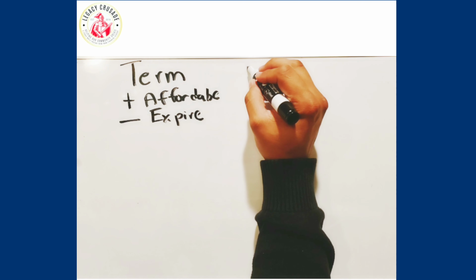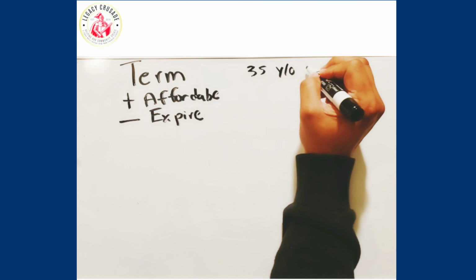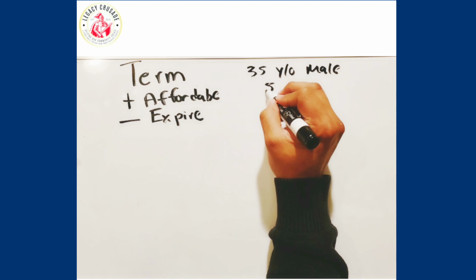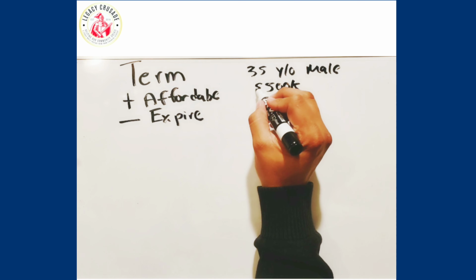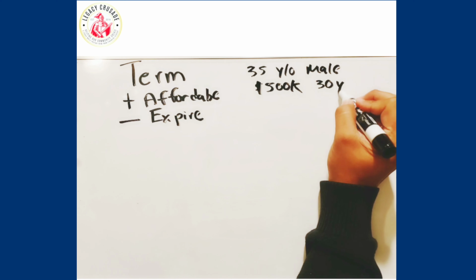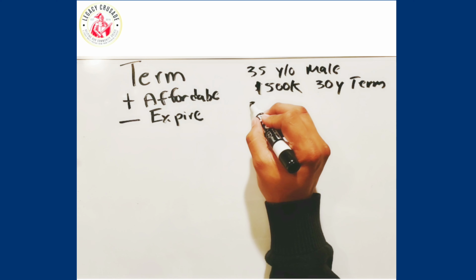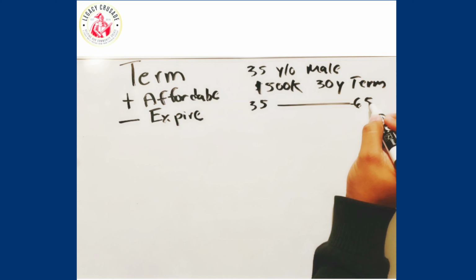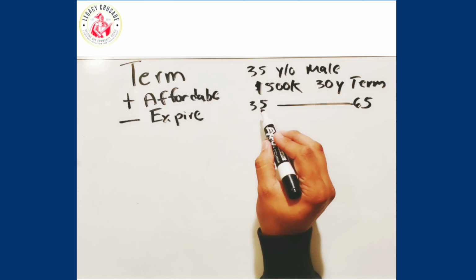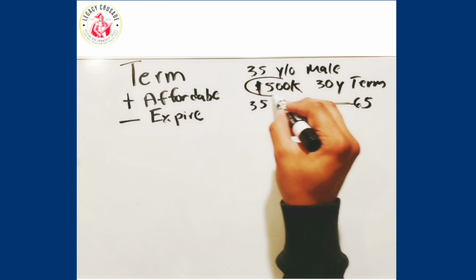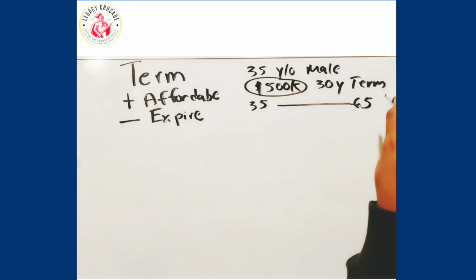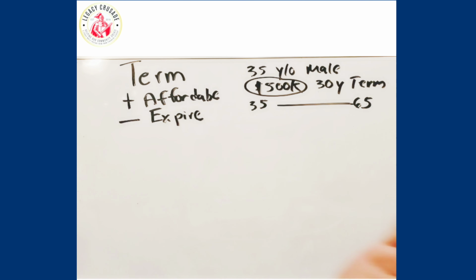So let me give you a quick scenario. Let's say you had a 35-year-old male and he wanted to protect his family for $500,000. He decided to go with a 30-year term. That means from age 35 to age 65, he will have coverage. So if he passes away between ages 35 and 65, his family would receive $500,000. If he lives past age 65, the policy expires, the company goes their way, and he goes his way. So for some, like I said, that may be negative. For others, that's probably the time frame that they needed it. It all depends on your specific need.